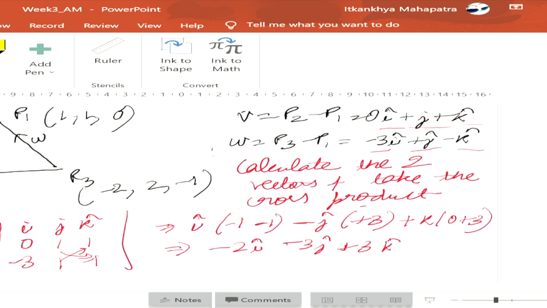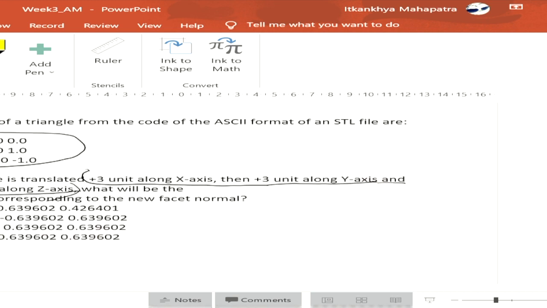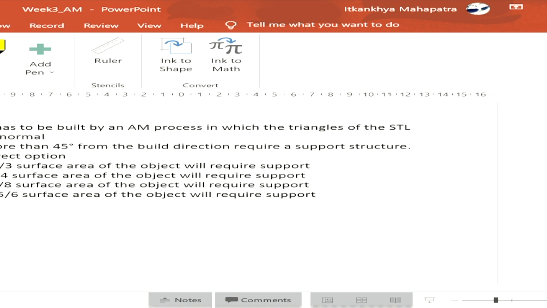So in this way, if it is given that the facet is translated by some units, you need to take into account this part: that in translation the normal will not change in the x, y or z axis, and here it is asking what is the unit vector corresponding to the new facet normal. Okay, so the next question.